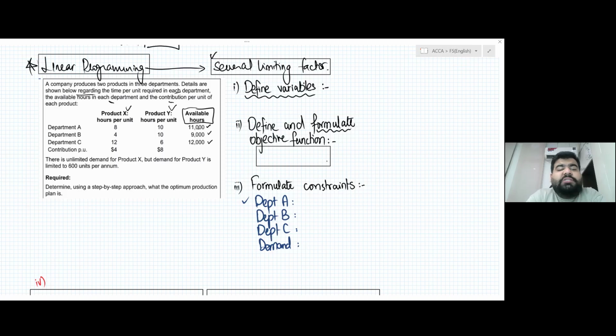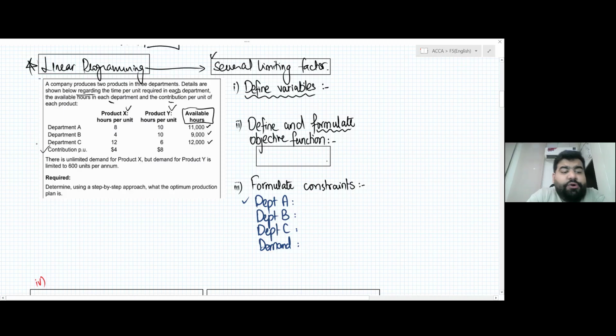So the question with several limiting factors, obviously we don't have to do it like we have done in a single limiting factor, because there are more available hours. I know that all of these are not limiting factors, but obviously amongst all these, there will be some limiting factors. So let's see the question.